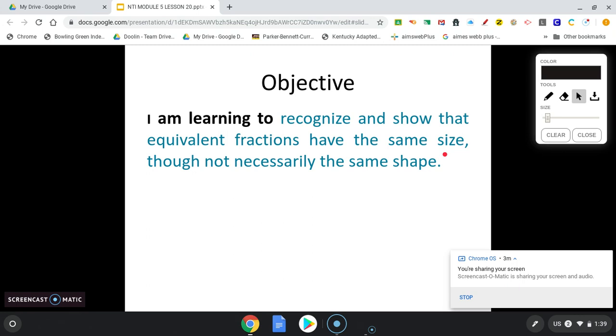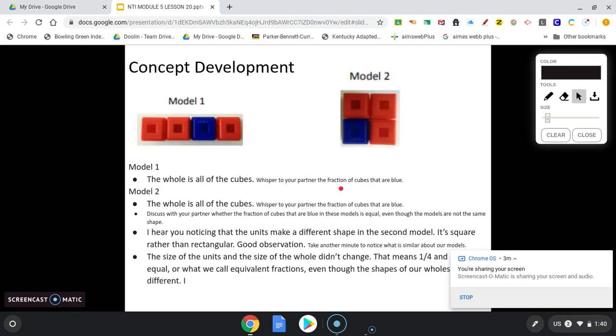So, as I said, we're learning to recognize and show that equivalent fractions have the same size, though not necessarily the same shape. So let's begin with Model 1. If you'll look at my Model 1 right here, the whole is all of the cubes. So all of the cubes is the whole. Tell a partner what fraction of the cubes are blue. Very good. 1/4 of the cubes are blue. So there's 1 blue one, and there are 4 altogether, so 1 out of 4.